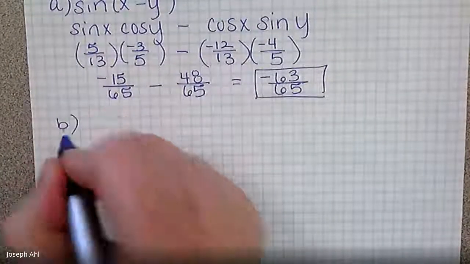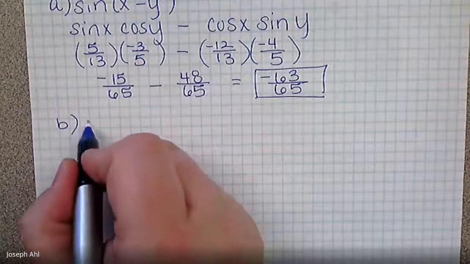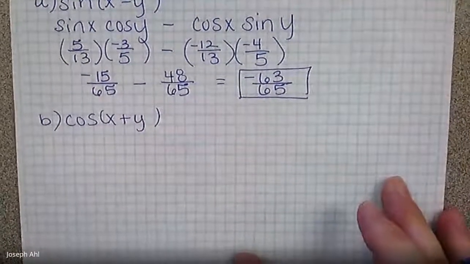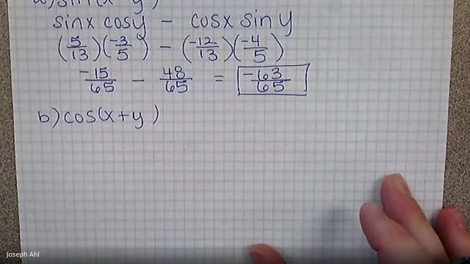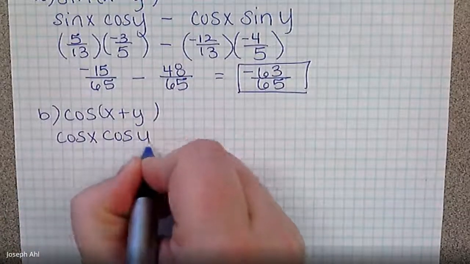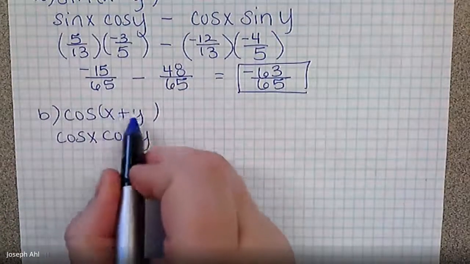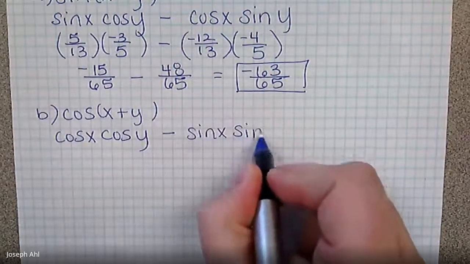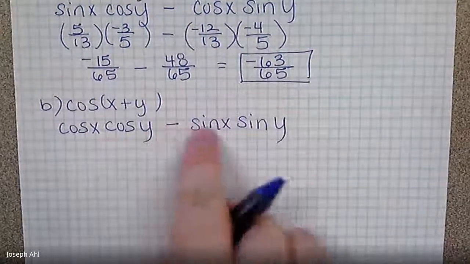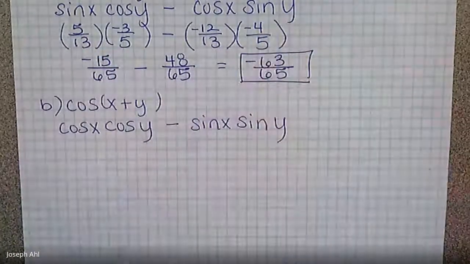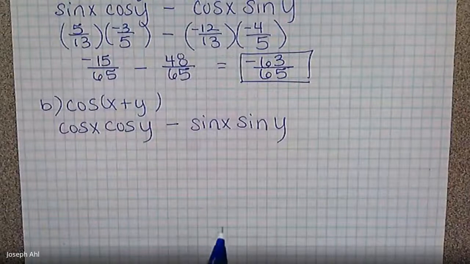Let's try something like cosine of x plus y. And what would that look like? All right, cosine of x plus y is going to be cosine, cosine, cos x, cos y. Change the sign to minus sine, sine. So cosine, cosine, sine, sine, but change of sign for the middle here. It's going to be plugging in a lot of those same ratios as up above, but the order in which I multiply them is different.